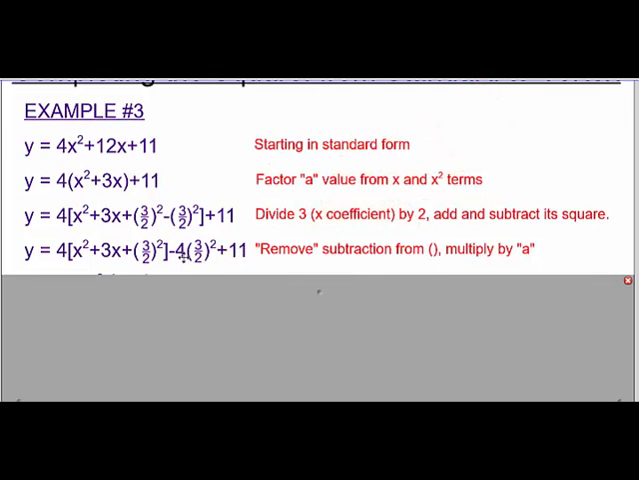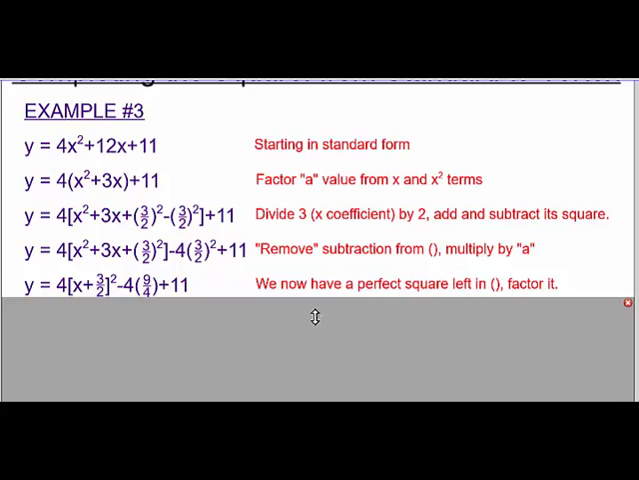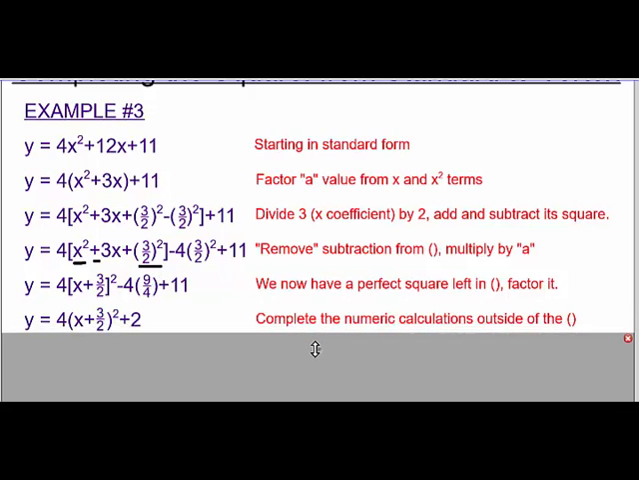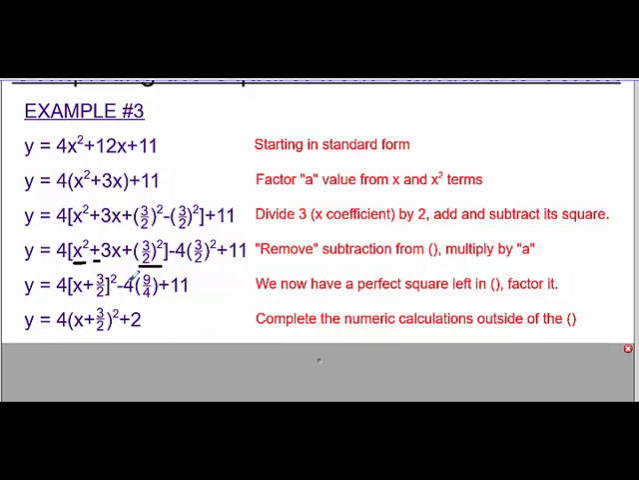Remove the subtraction. So we've subtracted out the minus 3 halves squared, but to do so, it has to be multiplied by the 4 out front. The brackets, again, now you sort of see x plus, so x from here, the plus from here, and the 3 halves from here makes up my perfect square. I then have minus 4 times 3 halves squared in the back here. 3 halves squared is 9 quarters.